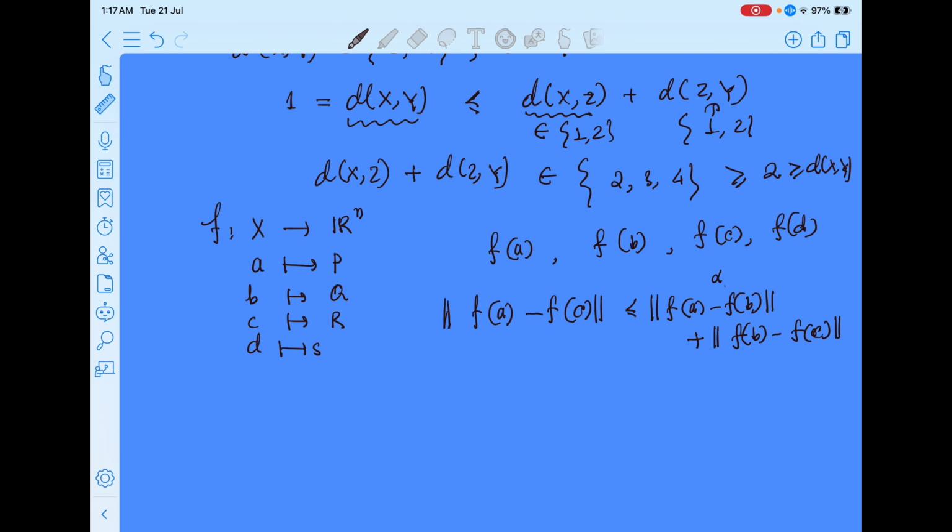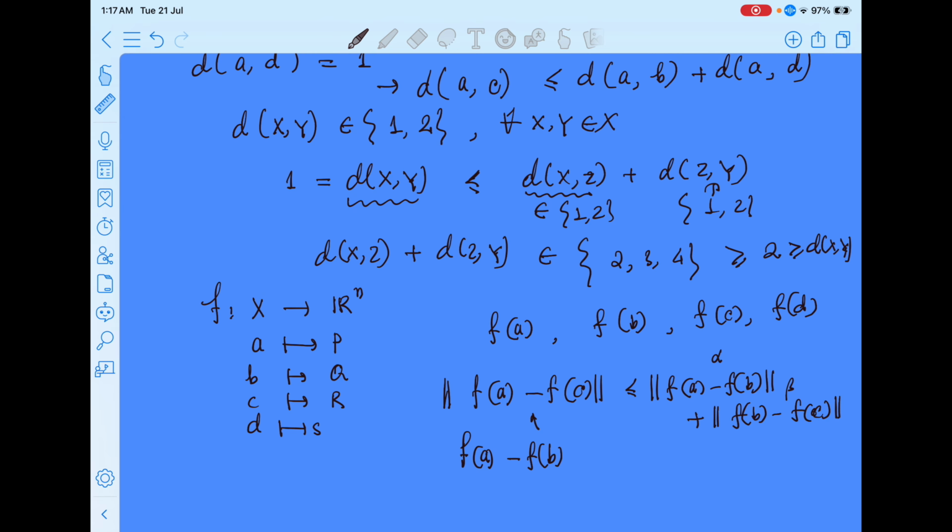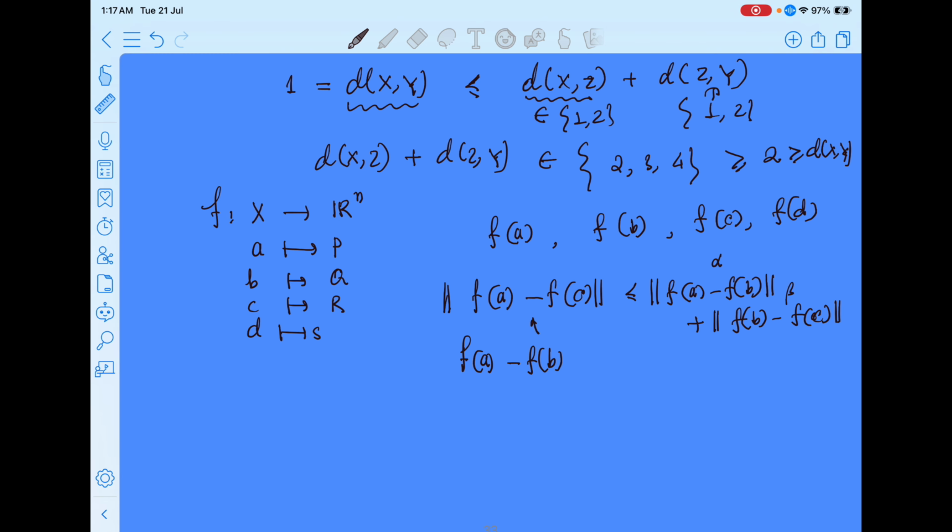If you add these two vectors alpha and beta, then you will get this vector, and the norm of alpha plus beta is less than or equal to the norm of alpha plus the norm of beta. Now the point is that equality holds when alpha, beta are linearly dependent. So treat f of a, f of b, f of c as vectors in Rn. Then f of a minus f of b and f of b minus f of c are linearly dependent.